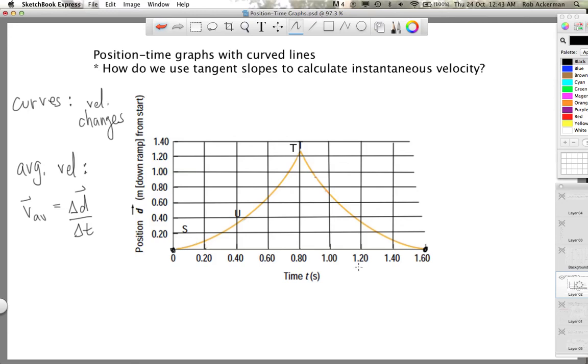But suppose I asked you for the average velocity from time 0 seconds until time, what's that time there in the middle? 0.8 seconds.